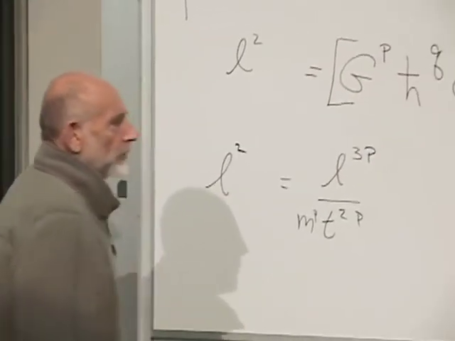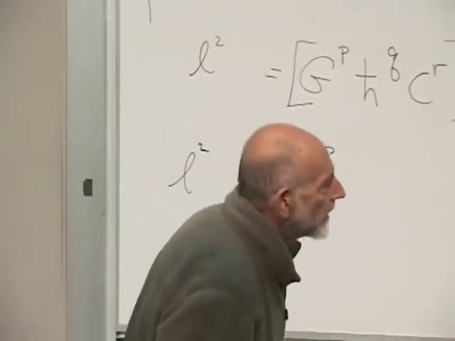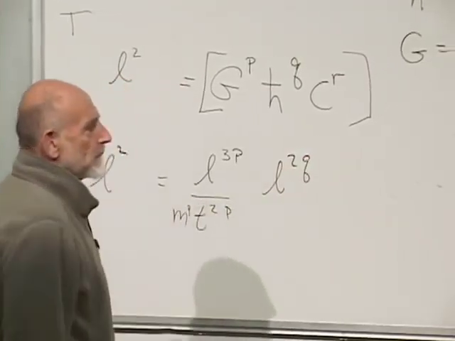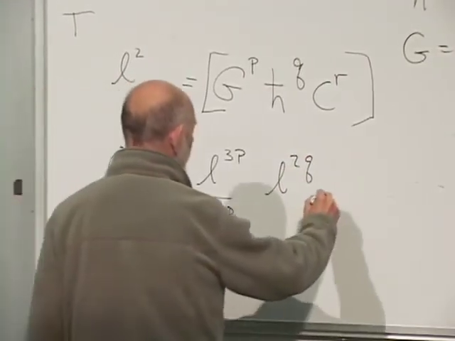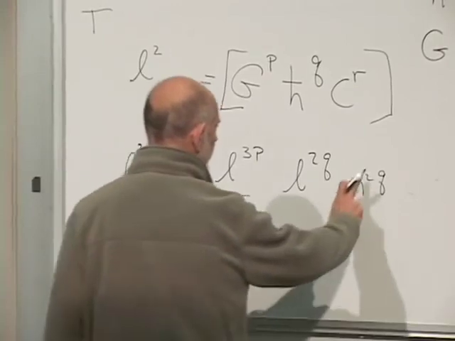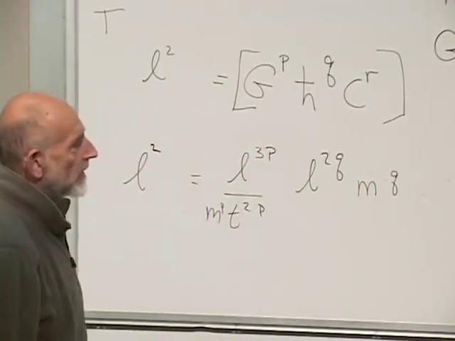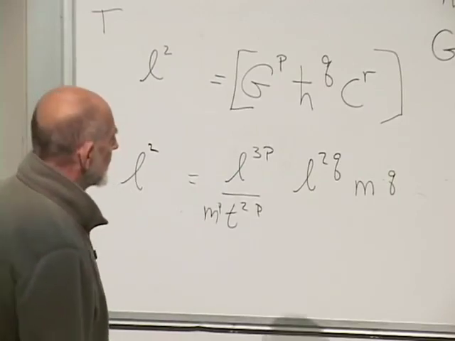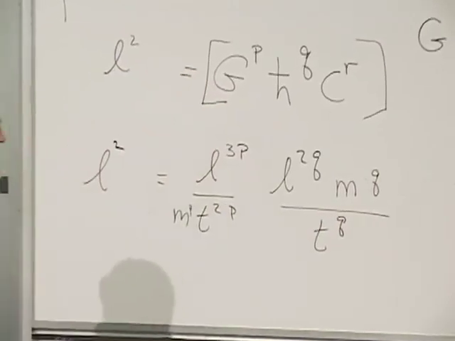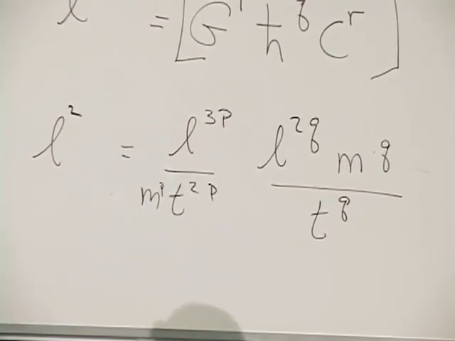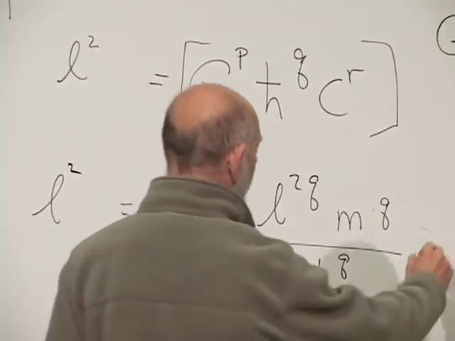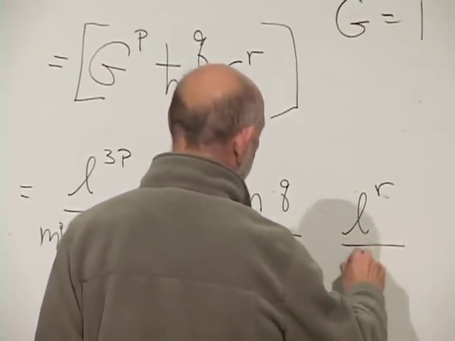Now what about h bar to the q? H bar to the q is length to the 2q, m to the q, and then t to the q. Did I get that right? Okay. And then the last one is the speed of light to the rth power, which is length to the r over time to the r.